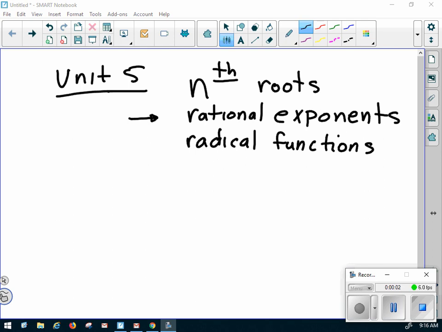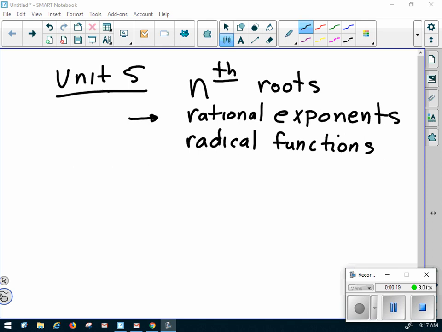Ladies and gentlemen, please take a note. You should have done this. We have a new unit. Now, the title of this is long. Nth roots. Don't spit when you say nth. Rational exponents and radical functions.